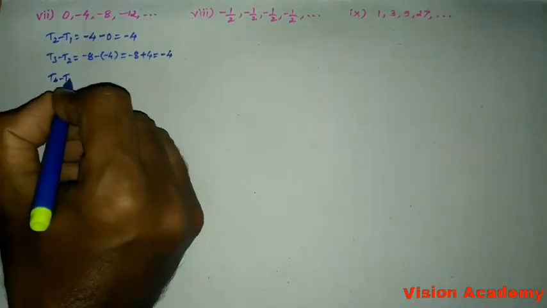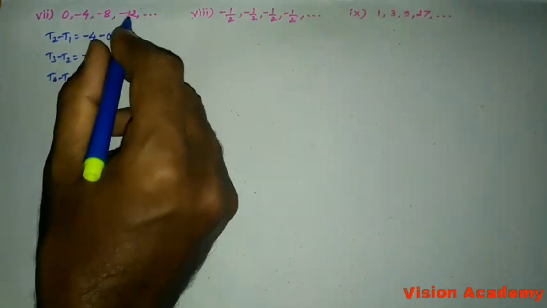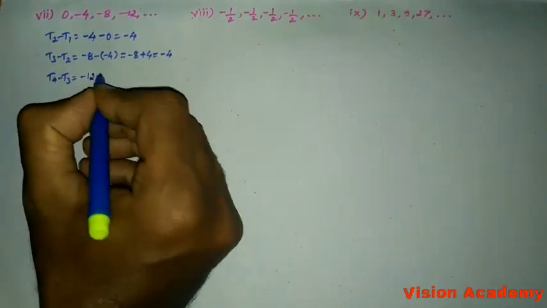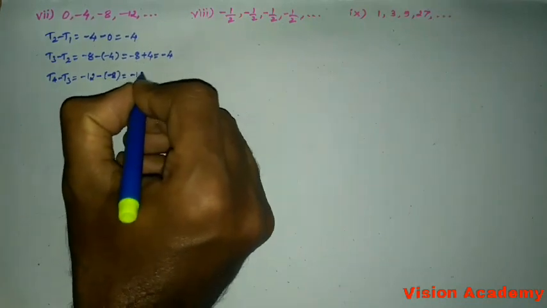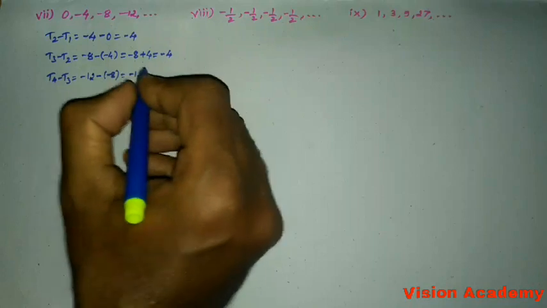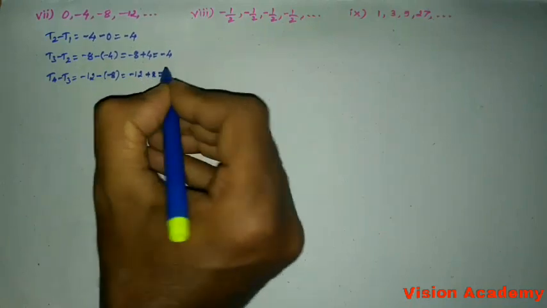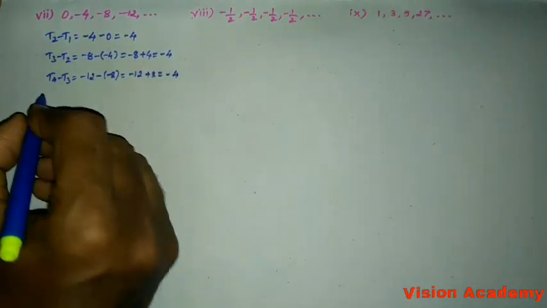T4 - T3 is equal to T4, which is -12, minus T3, which is -8, which is equal to -12, plus, minus into minus is plus 8, which is equal to again -4.